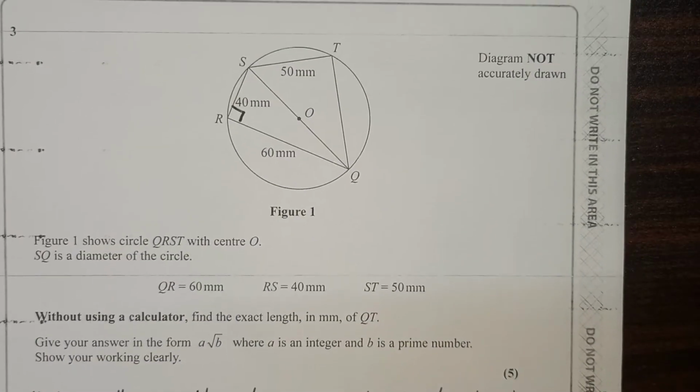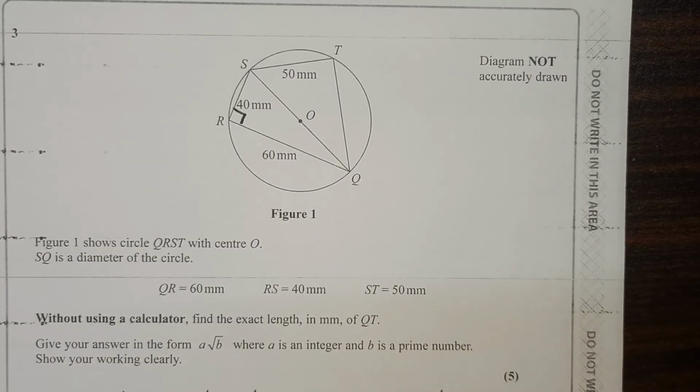Okay, question number 3, interesting. It's about circles. Figure 1 shows circle QRST with center O. SQ is the diameter of the circle, QR is 60 millimeters, RS is 40 millimeters, ST is 50 millimeters. Without using a calculator, find the exact length in millimeters of QT.